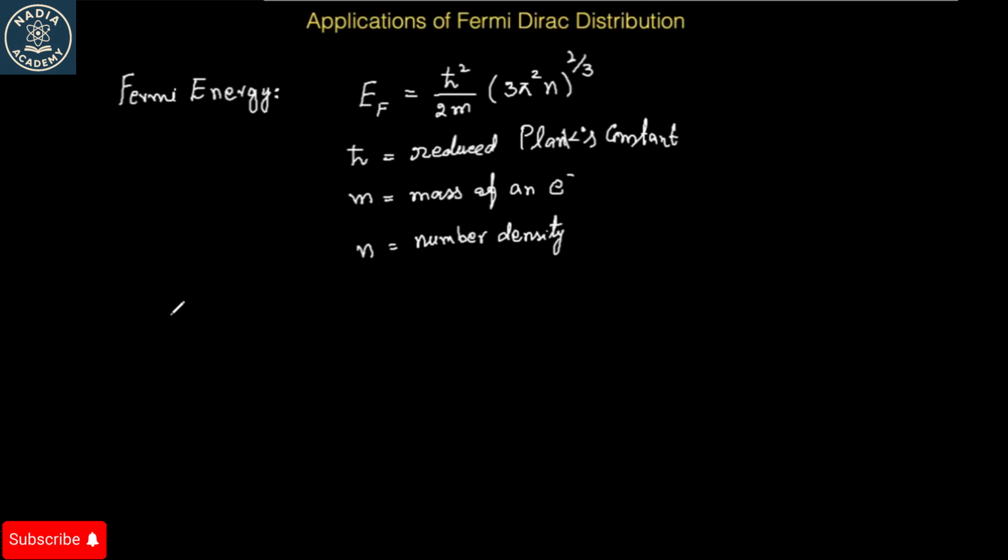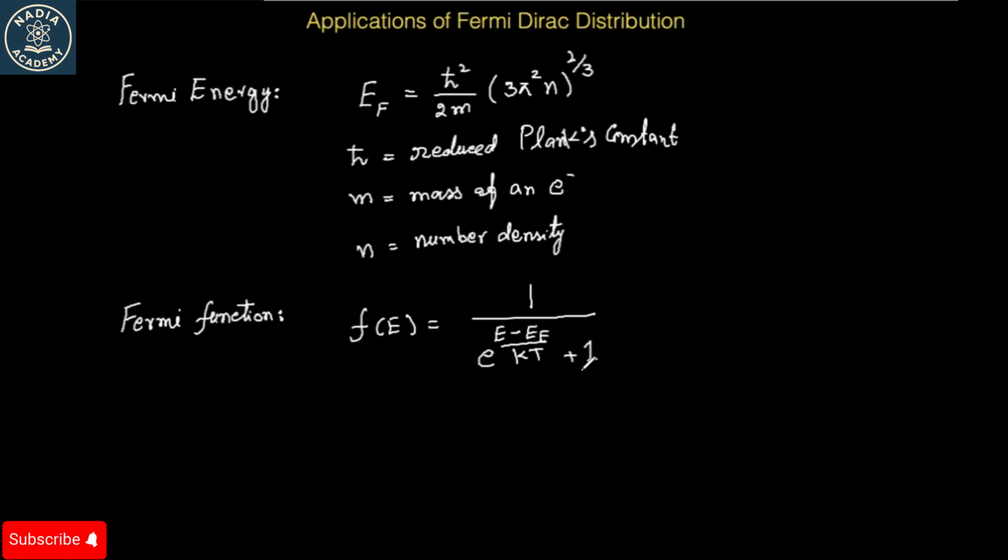The second point that we need to understand is the Fermi function, which is actually the most important for our today's discussion. What is the Fermi function? The Fermi function is given by f(E) equals 1 divided by e raised to the power (E minus the Fermi energy) divided by the thermal energy kT, plus 1.